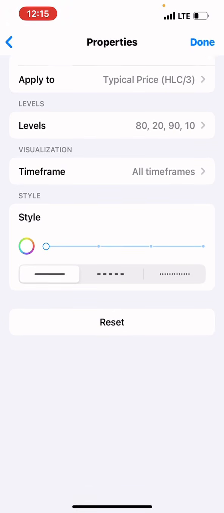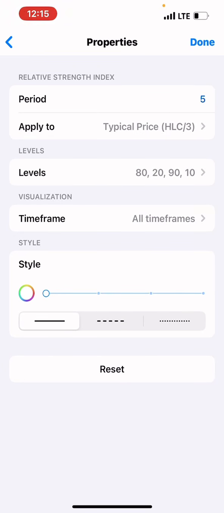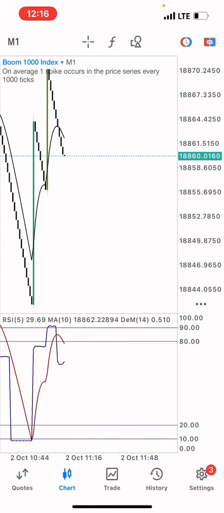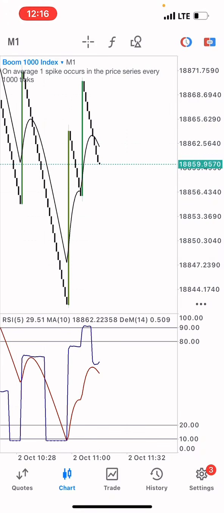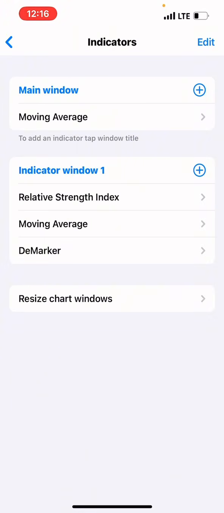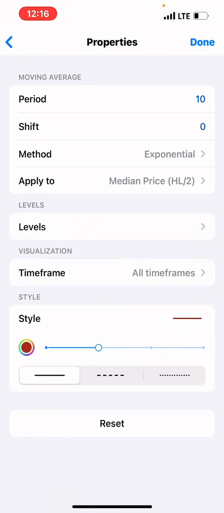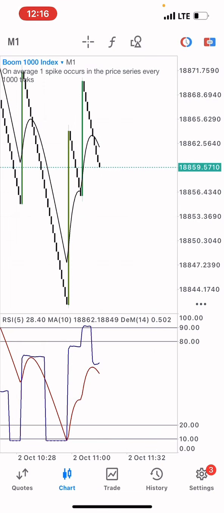And then for the styling here, when you come back to this other page, make sure you maintain the same color as the background of your chart. Click done and you would have your RSI appear on your indicator window. And then the next one would be the moving average. Period of 10, shift 0, method exponential, apply to median price this time. Levels are not needed, so you skip. For style, you can see the color I'm using, it's visible on my chart, so make sure yours is visible on your chart. Click done, you save it.